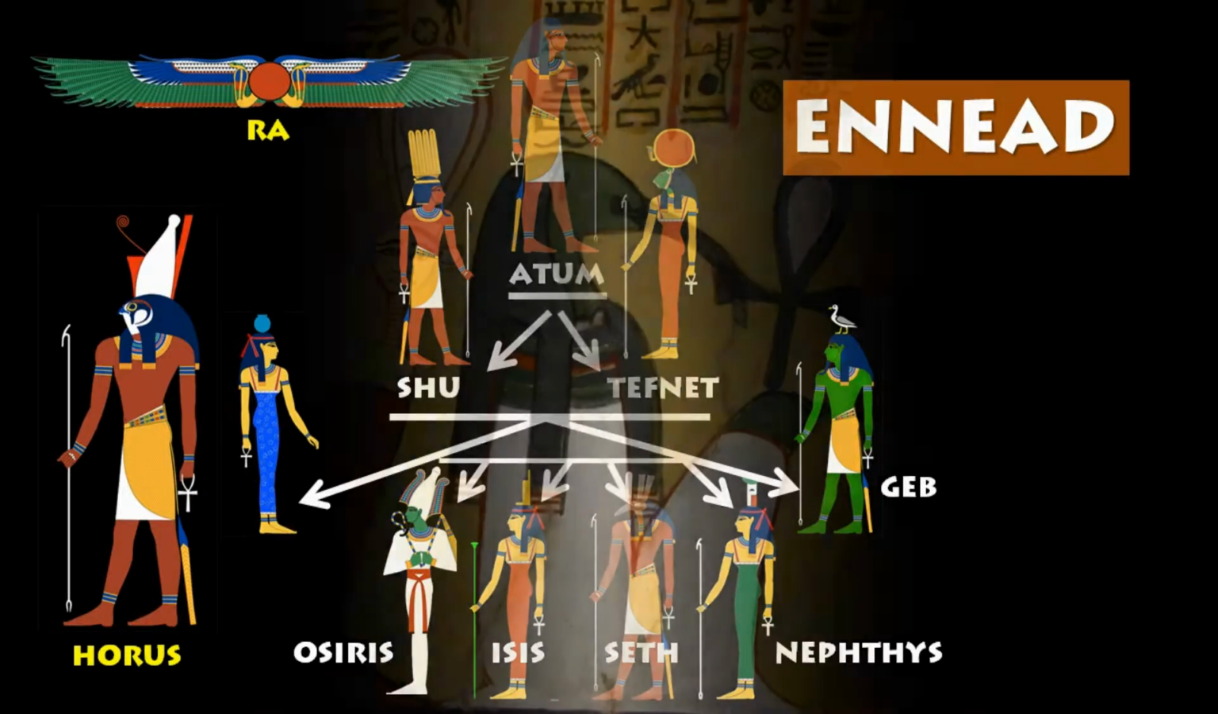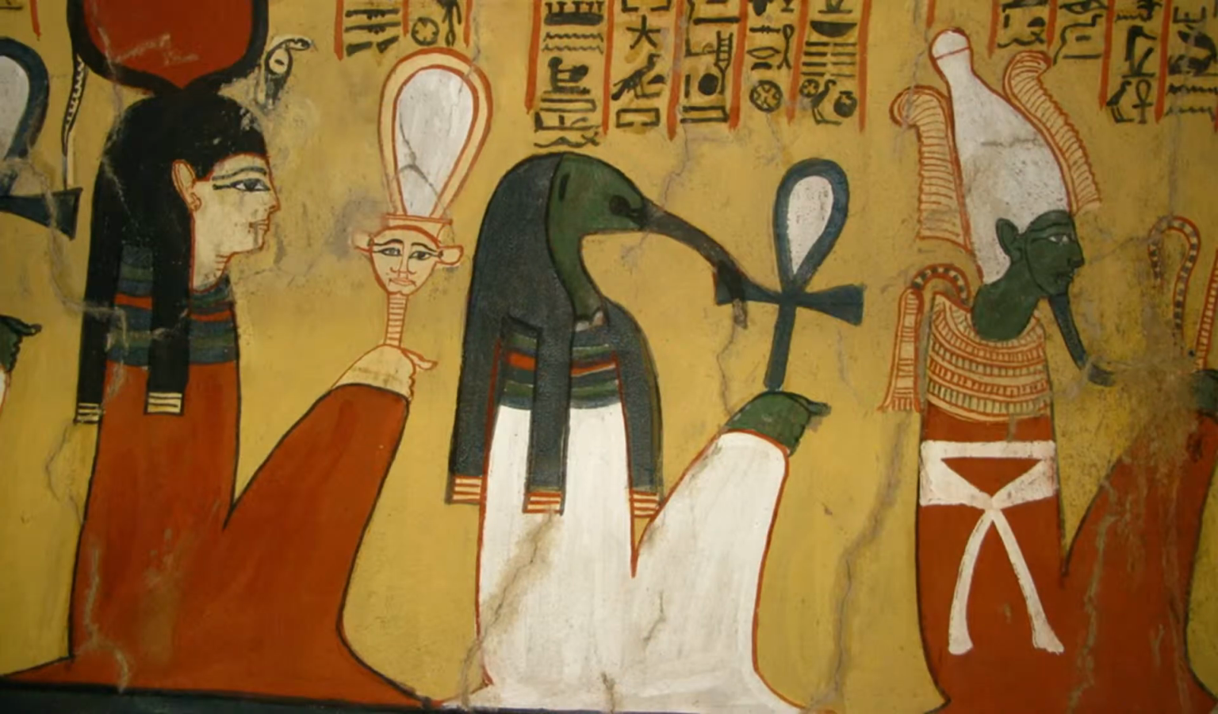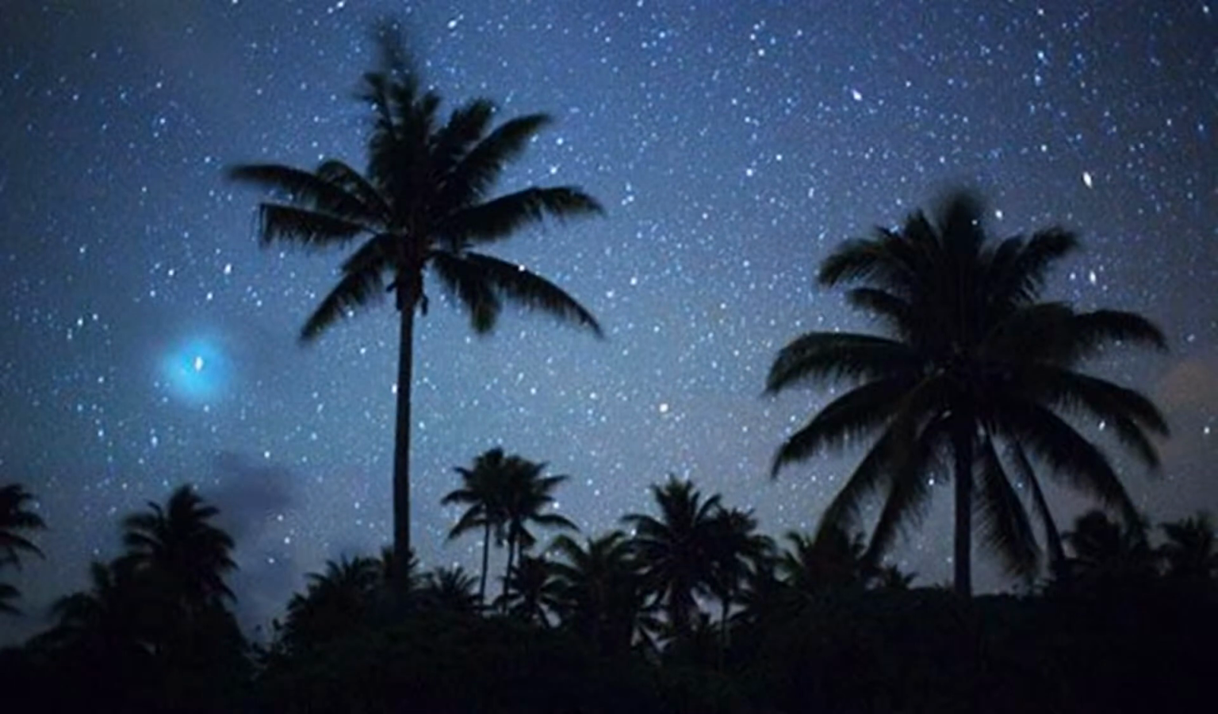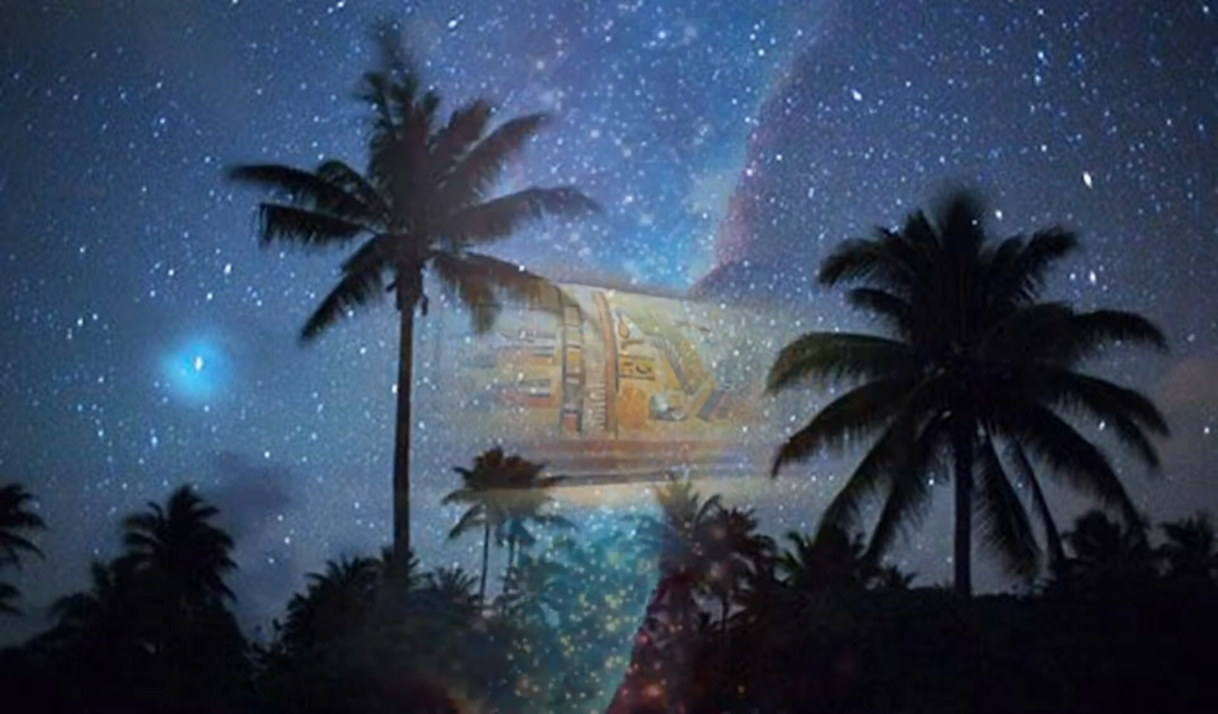The mythology associated with each of these deities was the ancient Egyptians' way of explaining the natural world and answering the same questions about human existence that we still ask today. Who are we? Where did we come from? Where do we go when we die?